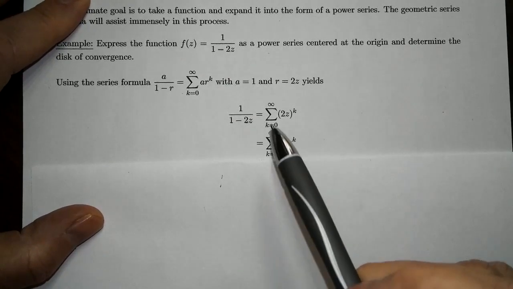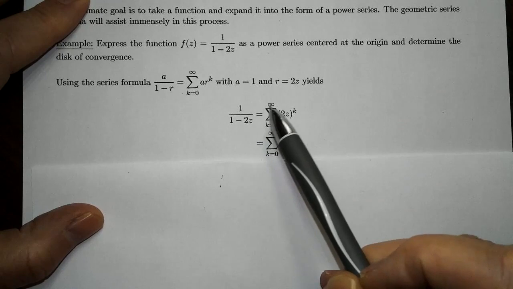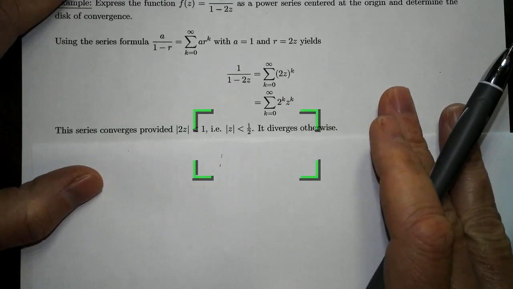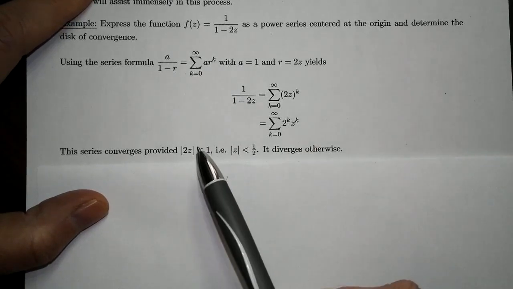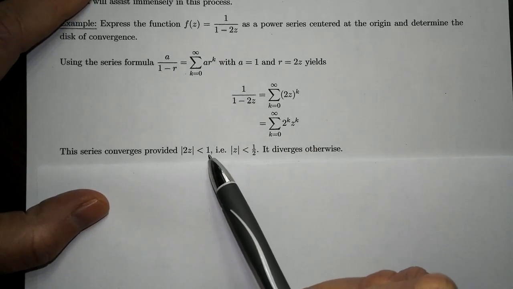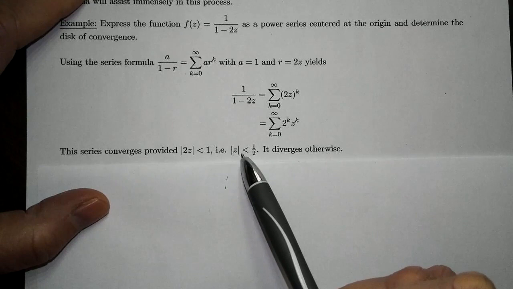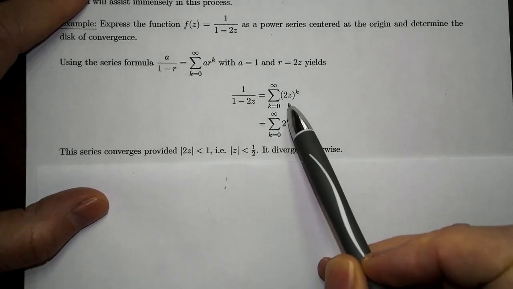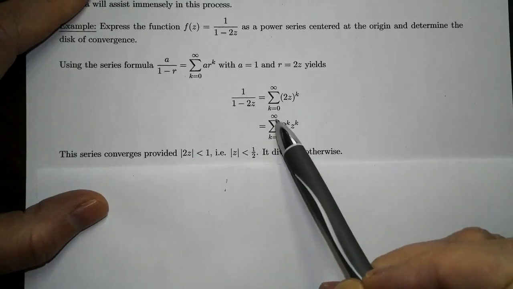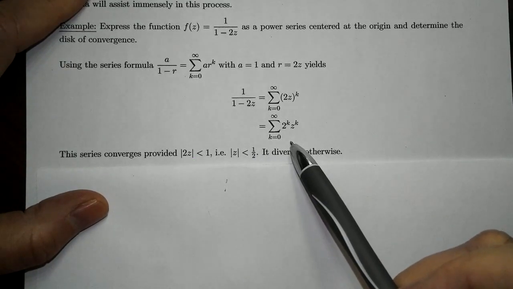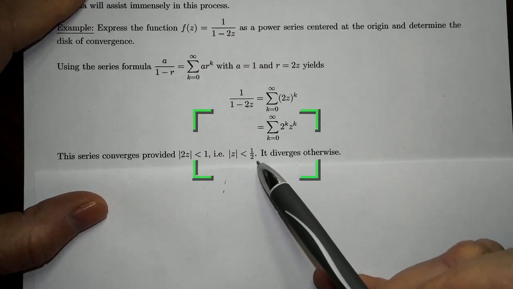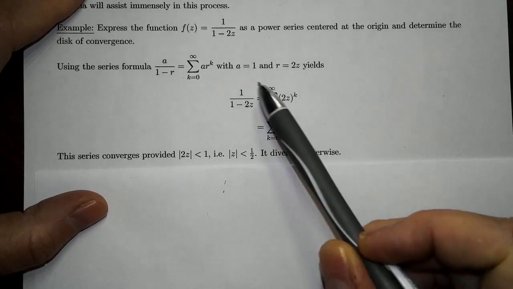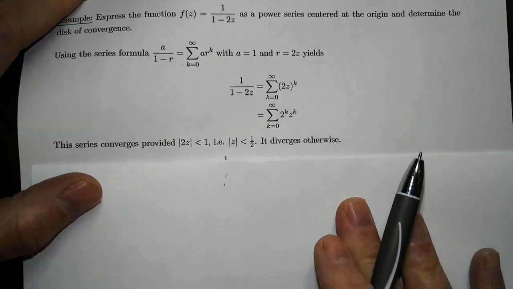z to the k. Now, when we made the substitution going from here to here, we were assuming that the modulus of r is less than 1. In other words, the modulus of 2z is less than 1. But that's the same thing as saying the modulus of z is less than 1 half. So this power series formula is valid if the modulus of z is less than a half. Otherwise, this power series diverges. We're using the geometric series there.